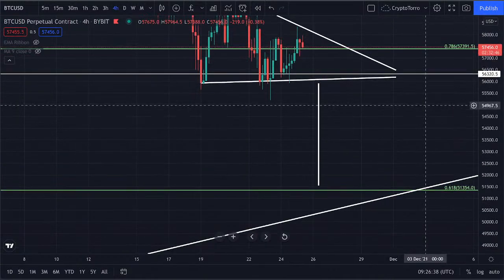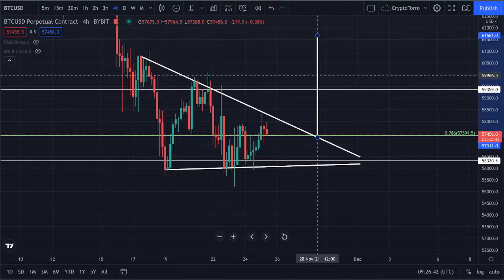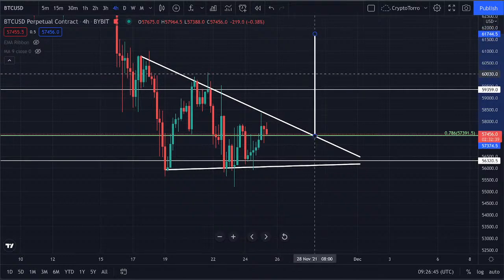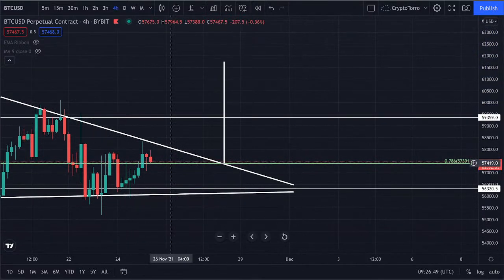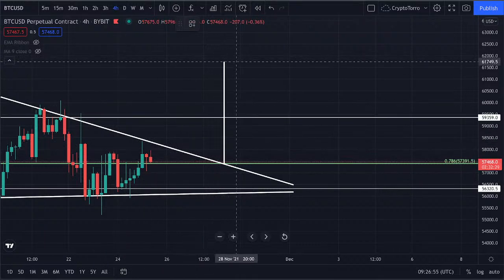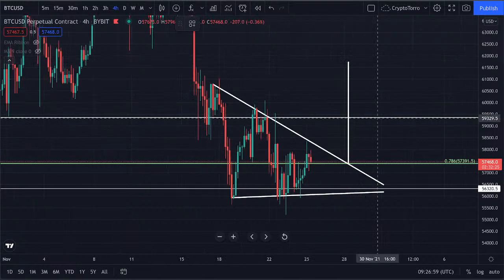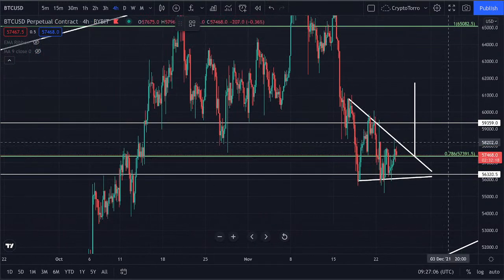But if we do see a breakout occur above this pattern, let's say also on the 27th or the 28th, because I am still expecting that we're going to see a decline and afterwards a movement towards the upside. But if we do see a breakout occur, we will be heading towards the 61,749 US dollars. For sure, you can clearly see that this was priorly a major level of support and resistance.